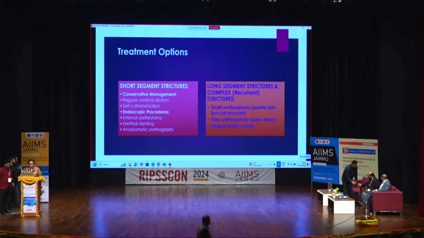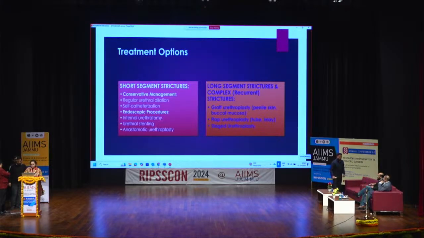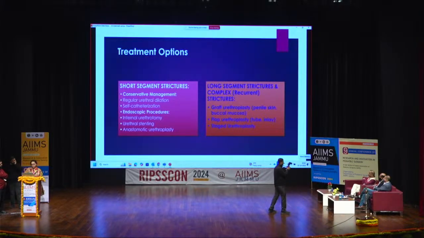Treatment options depend on the size of the stricture, the kind of stricture. For short segment: conservative management, dilatation, endoscopy, OIU, urethral stenting, and at times anastomotic urethroplasty are required. But for long segment and complex strictures which are recurrent, we have graft urethroplasty, flap urethroplasty, or staged urethroplasties, which are the kind of graft, flap, and a mix of these things.